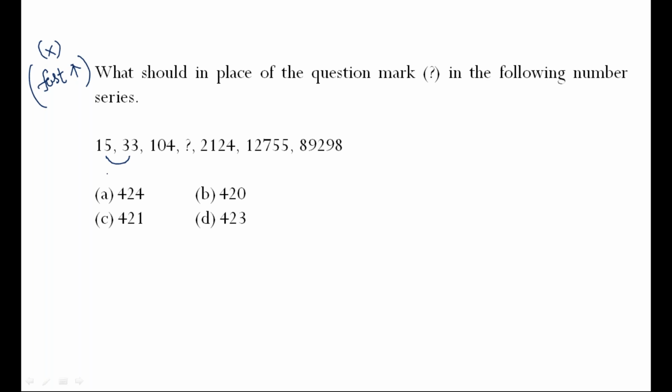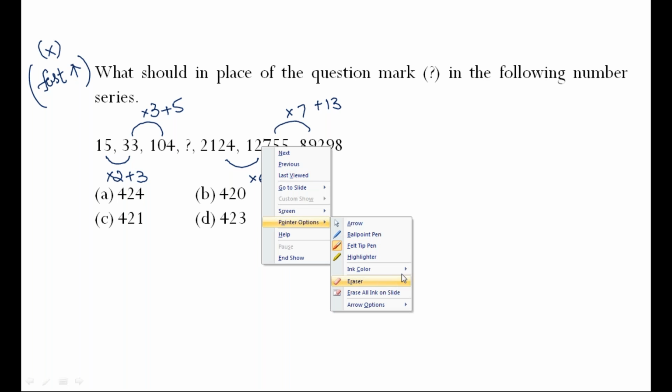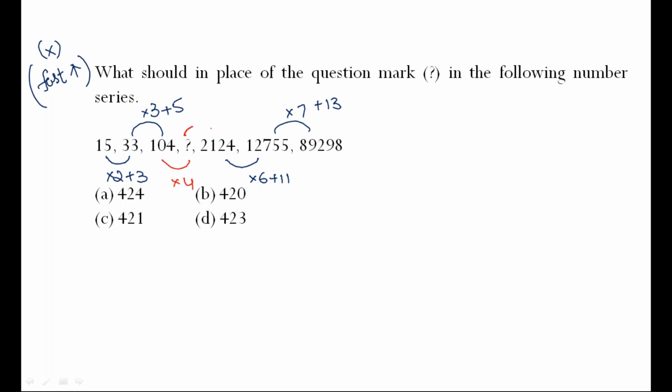Now if you just see, 15 into 2, 30 plus 3. 33 into 3 is 99 plus 5. It's like multiplication, but there is some extra factor as well. Similarly, if you observe here, this is into 6 plus 11, because 2000 into 6 is 12,000, plus 11, this will give that. Whereas this is into 7 plus 13. Now, what you have to do? Into 2, into 3, here into 6, into 7. Now, in between, what is required, my dear friends? So into 4 here. Here it is into 5.